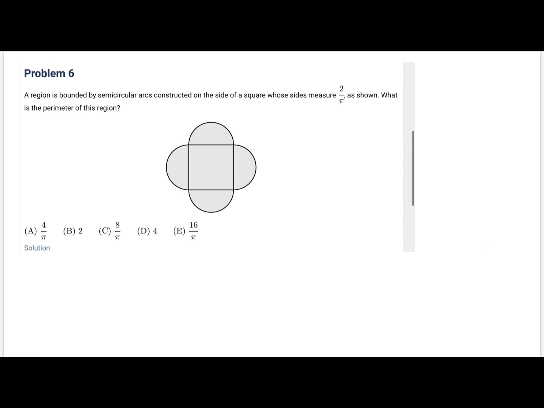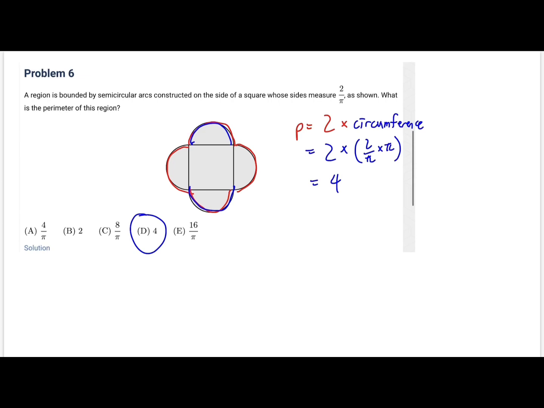Problem number 6, a region is bounded by semicircular arcs constructed on the sides of a square whose sides measure 2 over pi. The perimeter of this region, so they're talking about this one here, and this one here, and this one here, and this one here. So the perimeter is 2 times the circumference, because there are 4 semicircles. This is 2 times 2 over pi times pi. This is 4. So the perimeter is 4.